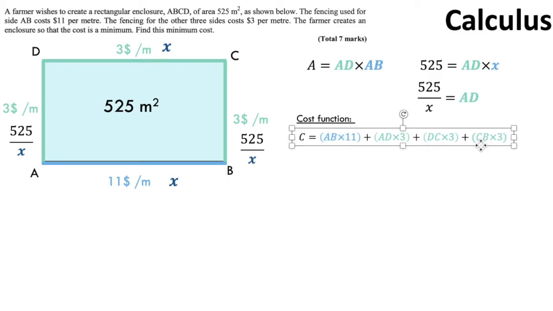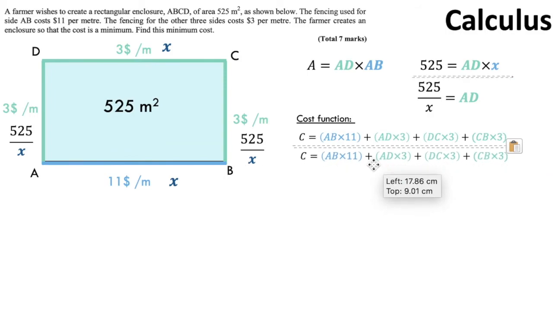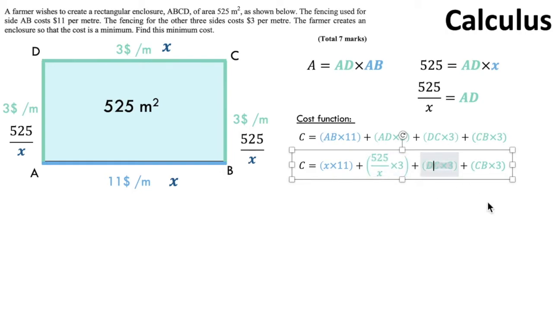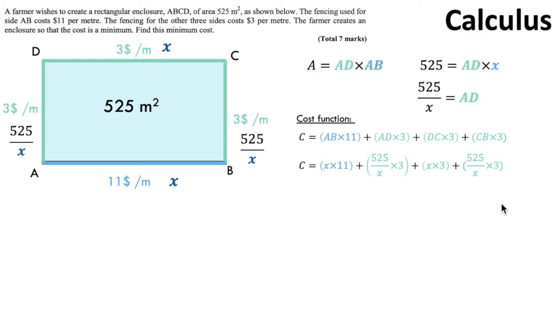Okay, and so what we're going to do here is replace each of these lengths, AB, AD, DC, and CB, by their new names that we already made up. So AB, we had as X. AD we had as 525 divided by X. DC is X, and then CB is the same as the other one. Okay, so this also looks like a lot, but no worries, it's getting there.